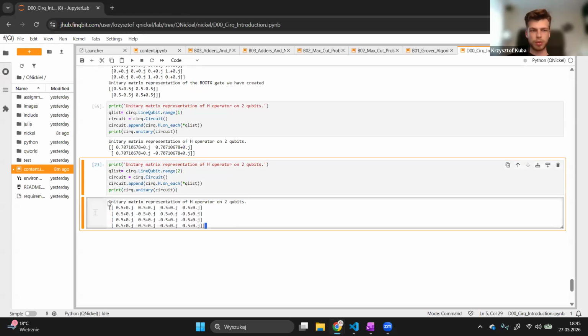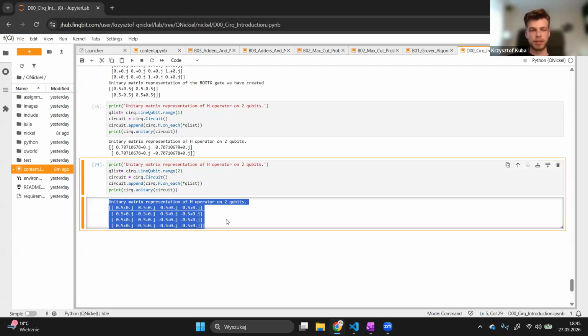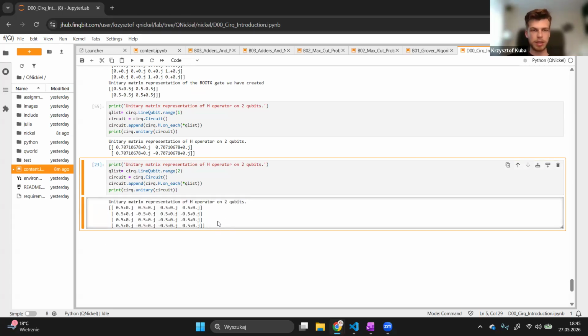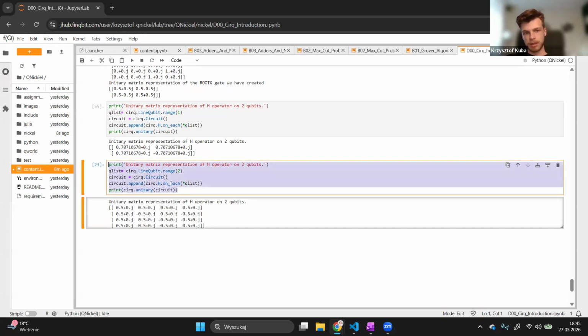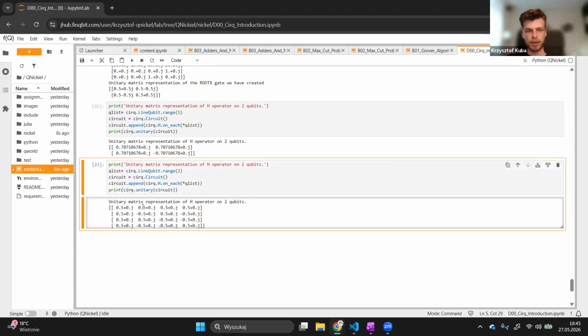Yeah, we will also not really use this multiplication, but this is somehow how you can visualize the matrix representation in Cirq, and we will actually use it. Okay, do you have any questions about this first part of Cirq?